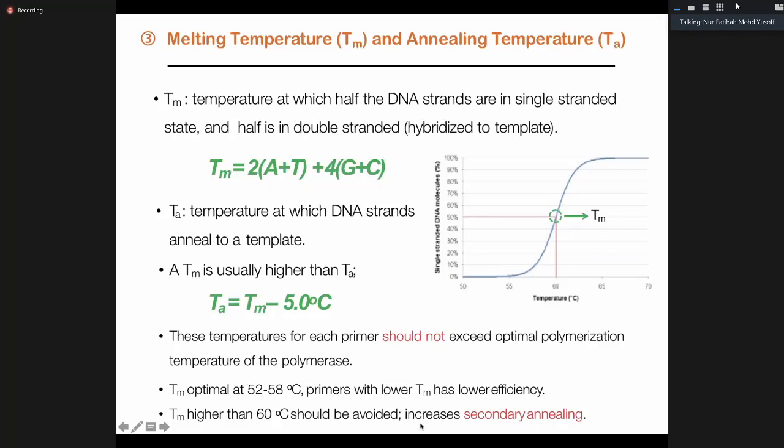This may increase secondary annealing. Normally it depends on the reaction that you want. You may go up to 60 because sometimes the primer is efficient at 60 degrees, so you may opt to go for 60 degrees.